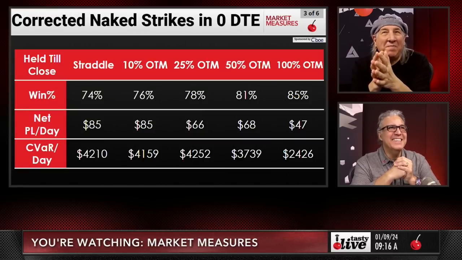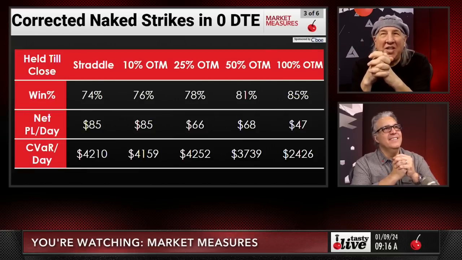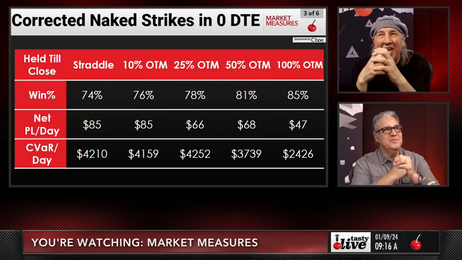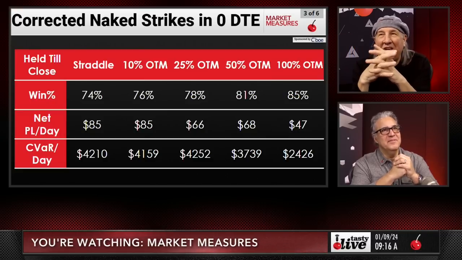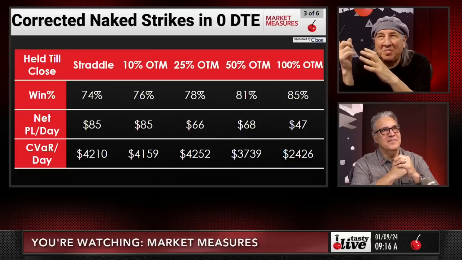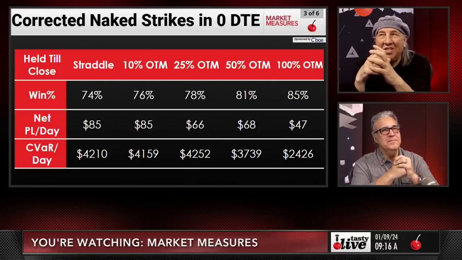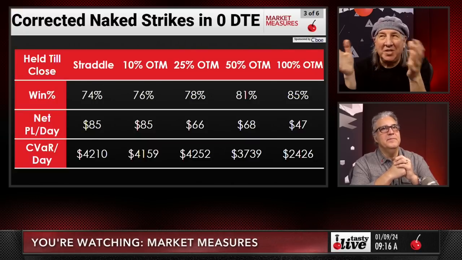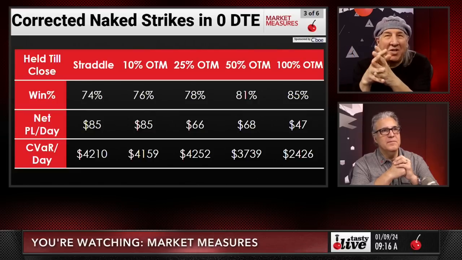Okay, the first one, held to the close: bought at the opening, hold to the close. You can see that the straddle has the tightest strikes, obviously, then 10% out of the money, which is about $5 away, and 25%, 50%, and 100% of the one-day expected move. If you move that far out of the money, you're not going to make a lot of money, but you're going to have an 85% chance of winning, with a lower credit. You can see all the numbers here.